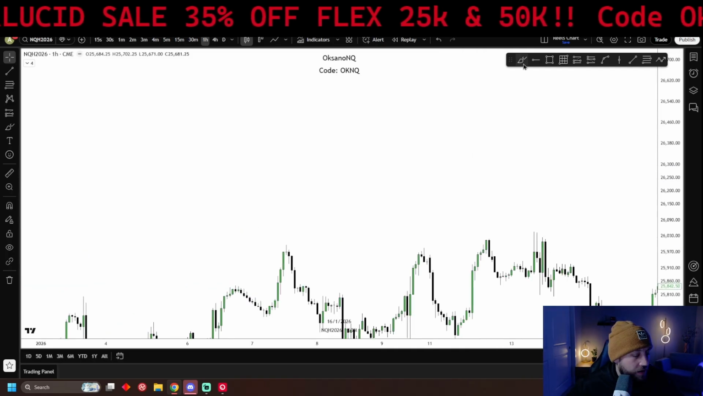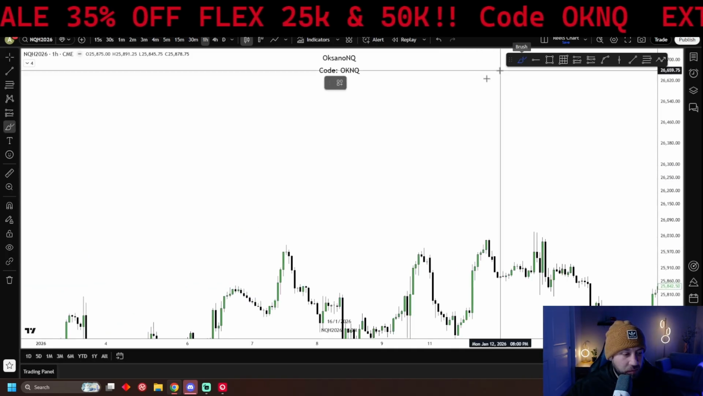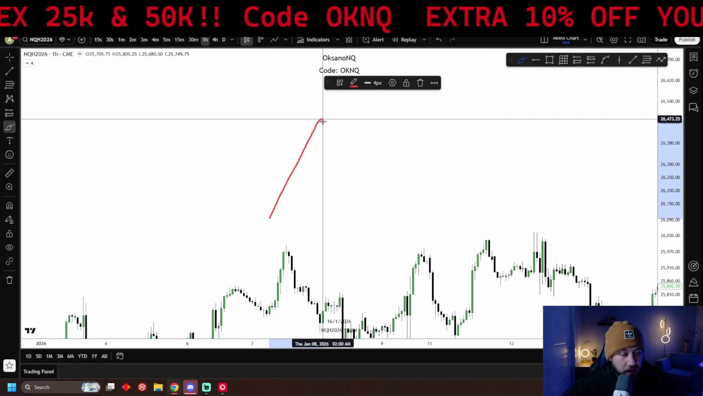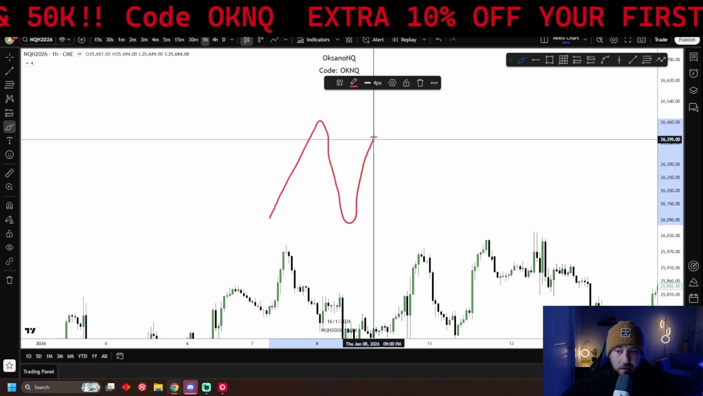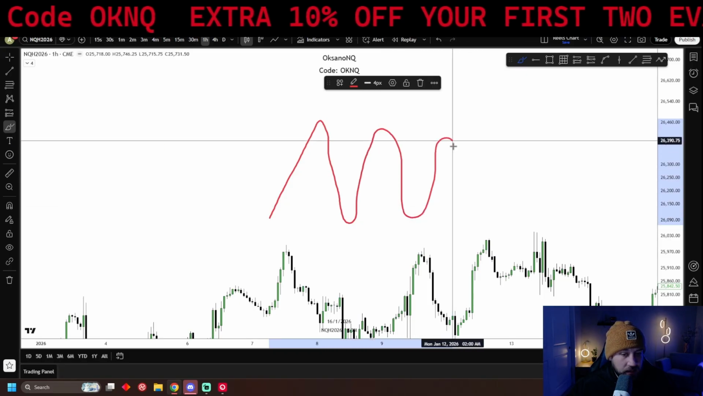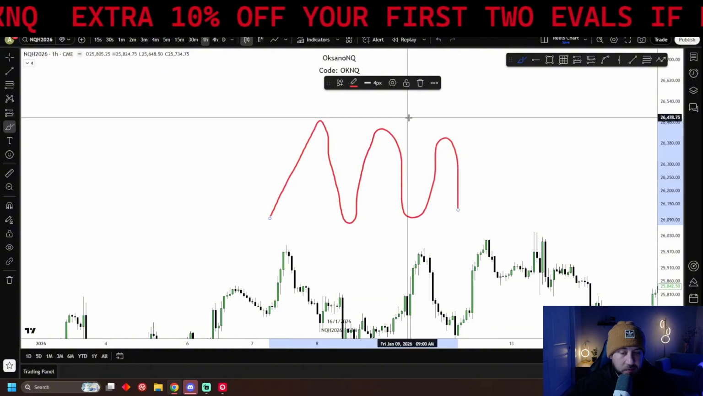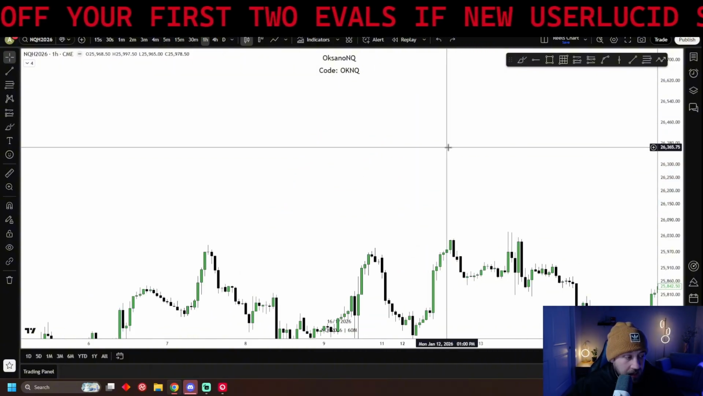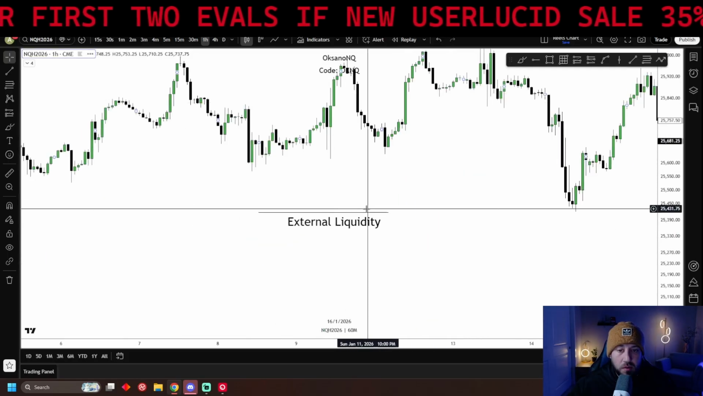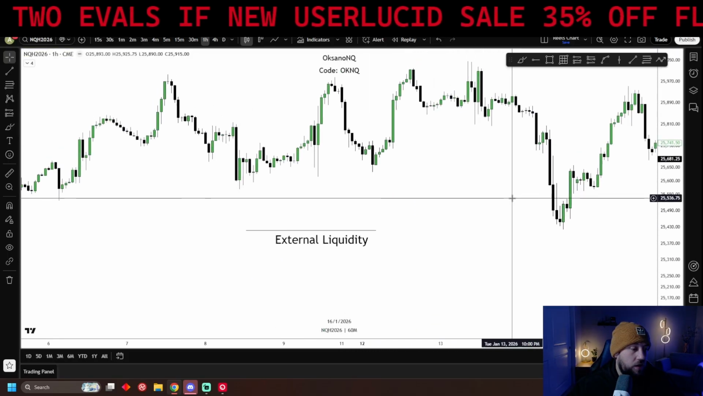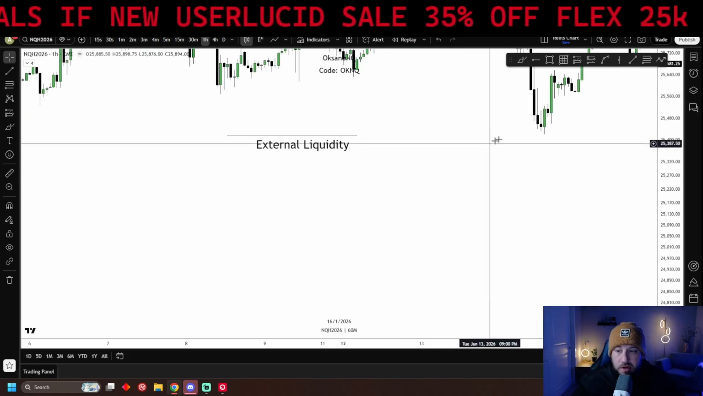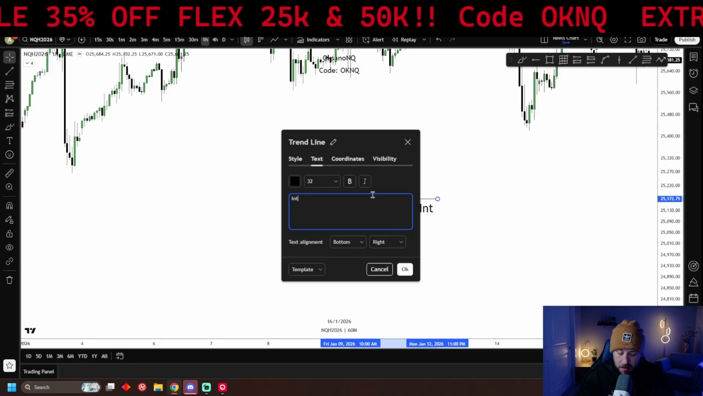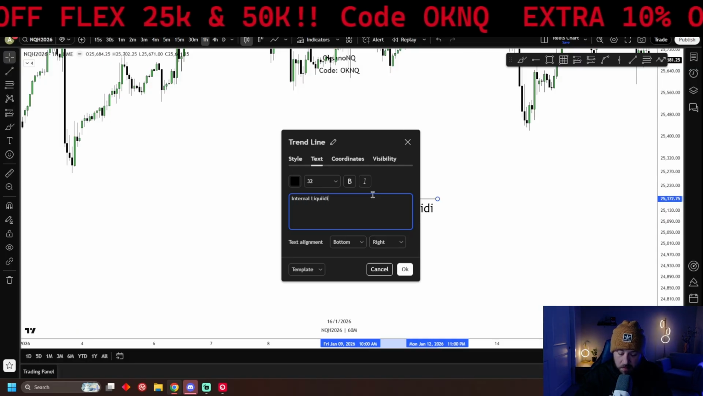Imagine liquidity working like a game of ping pong, right? We go from buy side to sell side, buy side to sell side, buy side to sell side, right? Now, it's not always perfectly like that, obviously, but it is if you change time frames. Okay, so we have external liquidity, and then within the external liquidity, there will be internal liquidity.